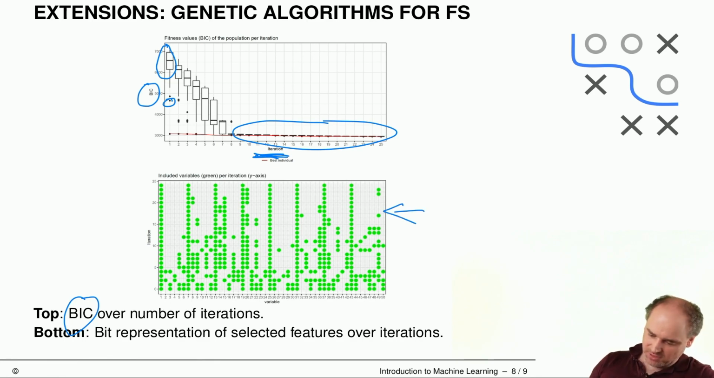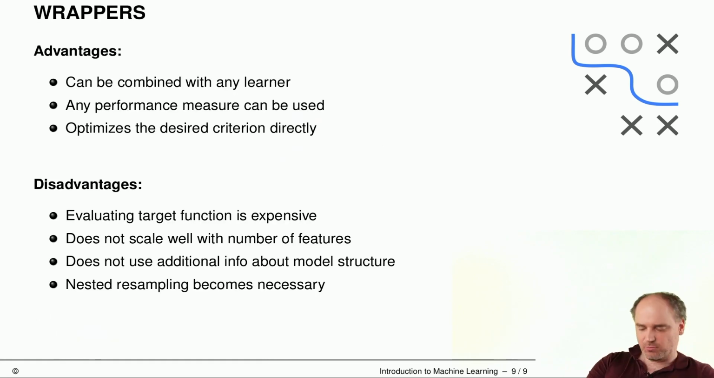I've also visualized in this lower plot the bit representation of the selected features. I'm not sure how informative that is, but at least that gives you maybe a little feeling for what happens inside of the algorithm and what this converges to. So I guess we might be seeing a couple of stable patterns for some of the features that are included in many iterations. Okay, let's wrap this up.